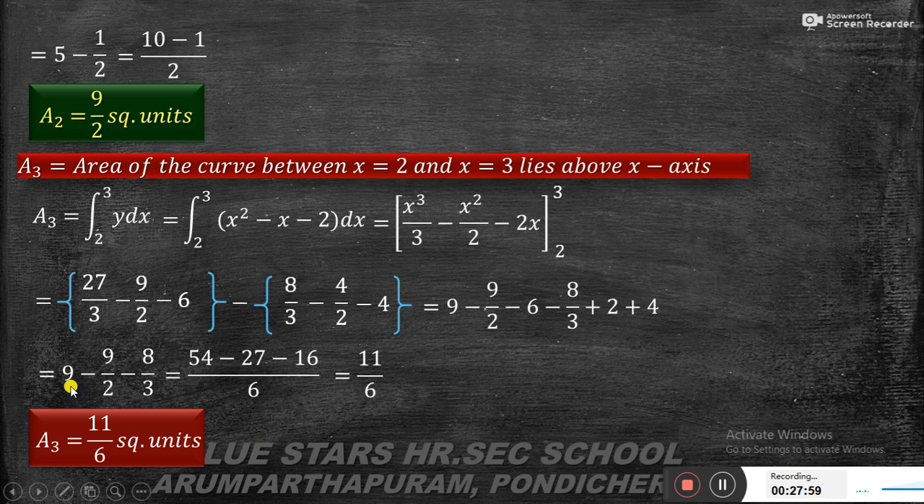So here they give the curve, that means they give the equations x equal to minus 3 and x equal to 3. Here we take the three areas we calculated, A1, A2 and A3. We complete the class.